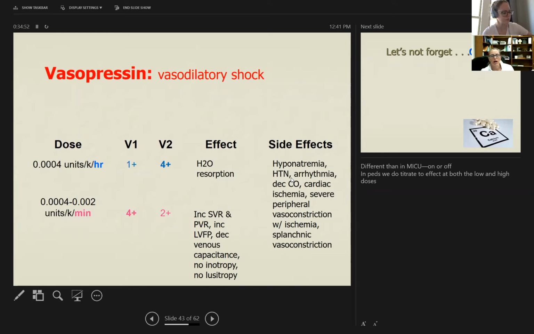We use units per kilo per minute for our high dose vasopressin drip, which will impact your V1 receptors and actually treat shock. When you guys order this, they use tall man letters. There are 2 different orders, and one will say for shock and one will say for DI when you type vasopressin into the box. We tried to do everything we could not to screw it up, but just so that you're aware, you're going to be ordering it per hour for DI and per minute for shock.